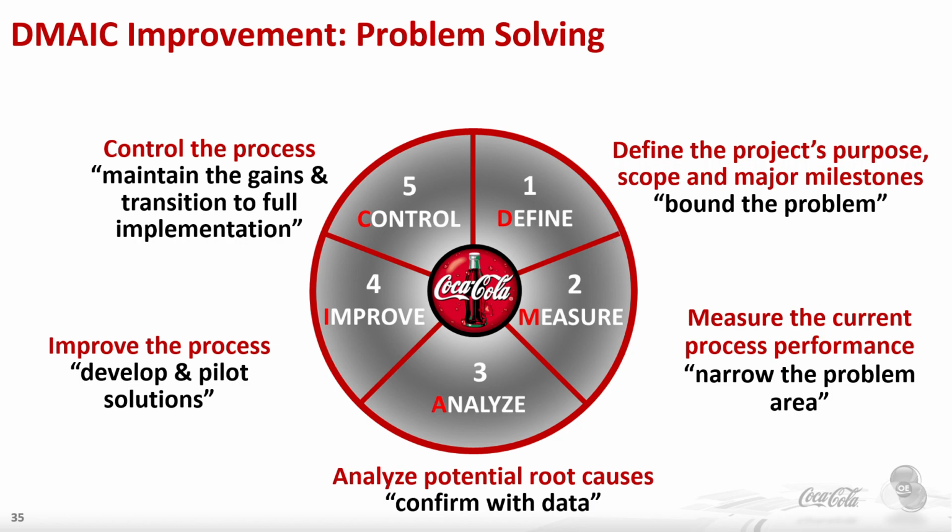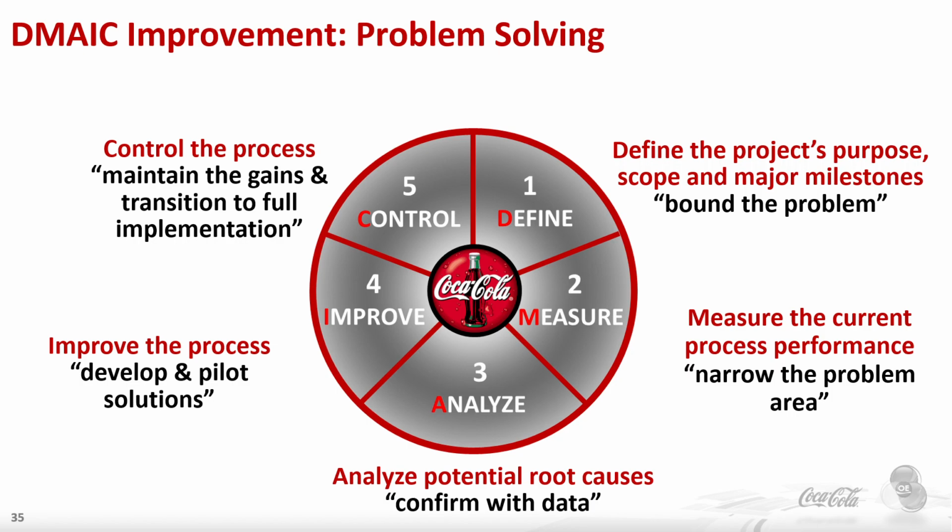The last phase is control phase, in which we control the process, we maintain the gains and transition to its full implementation, and we check the sustainability of these actions that were derived in step 4, improve, and the cycle continues. In phase 5 we keep on checking all these actions that we have defined for the particular root causes. So in this way we have 5 phases: define, measure, analyze, improve, and control. So this is the DMAIC technique.